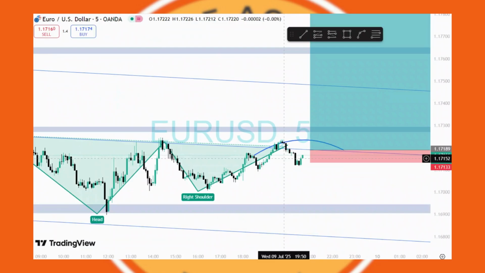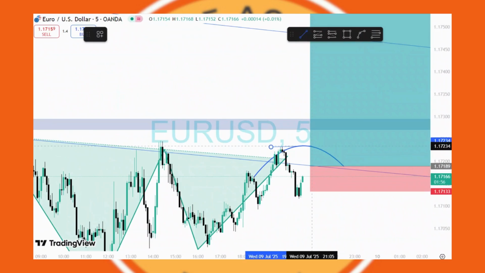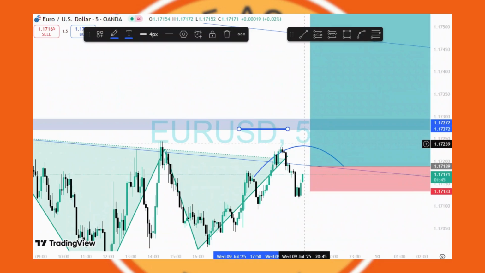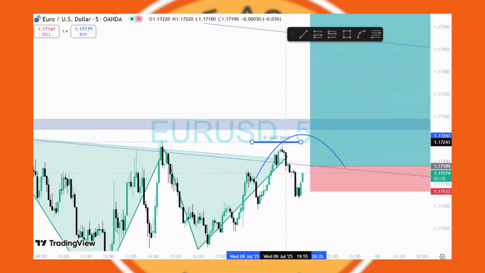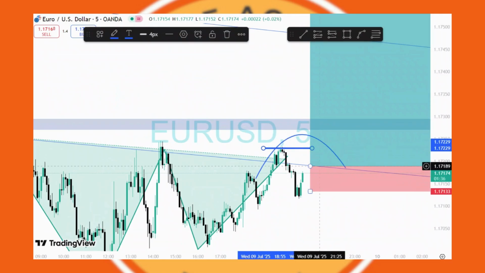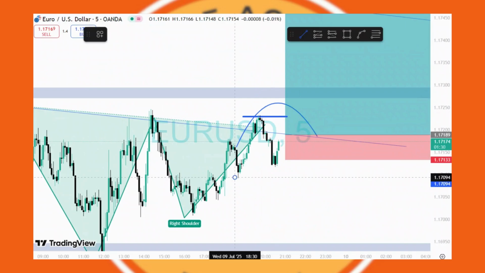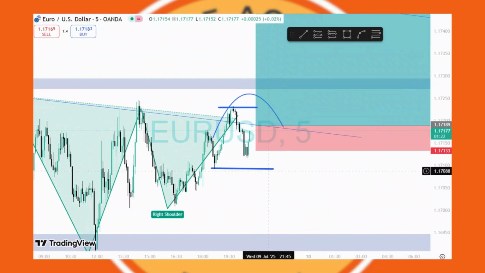I go to my 5 minute. So if it breaks above this, now this is my point of interest, right? That's my point of interest. If price breaks above this price here, I know it's going to come and retest. And then I would be confident to take that trade. But if it breaks below this low, then I'm going to close my trade. That's how I monitor my trades.